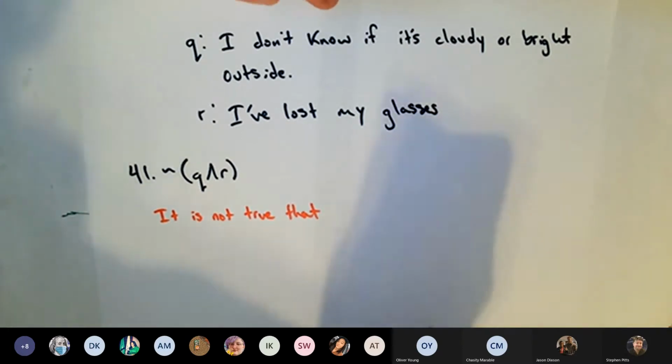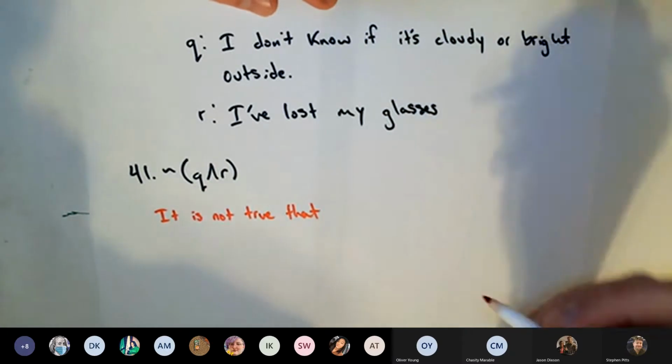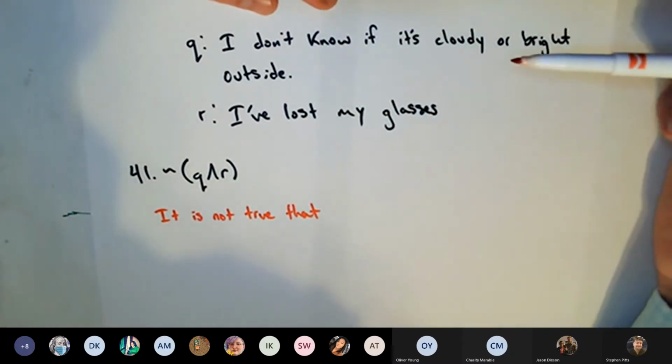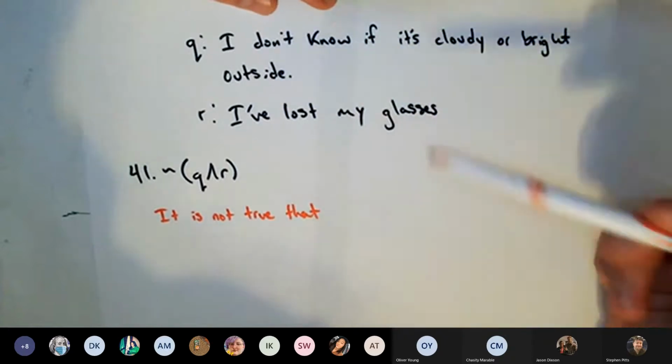That's why we're practicing. So: it is not true that, and now I want to connect this and this with "and." I'm going to say it to myself to make sure it's grammatically correct if I literally write this, then the word "and," then write that.